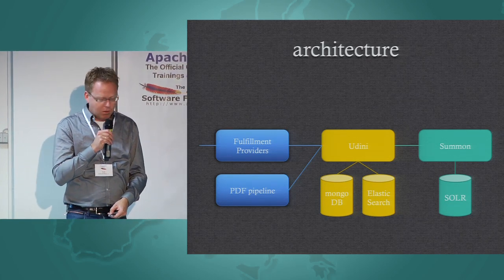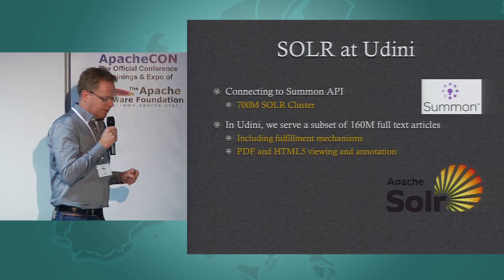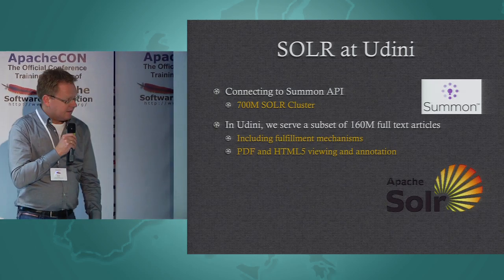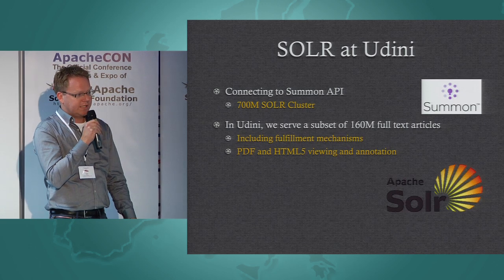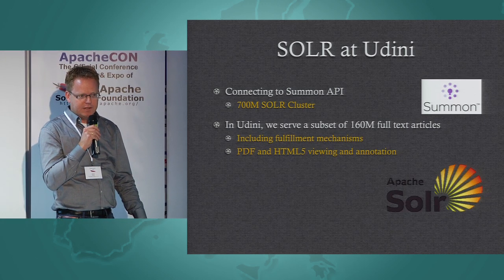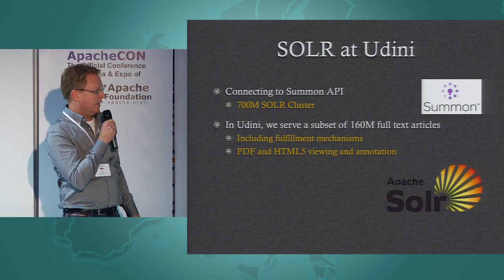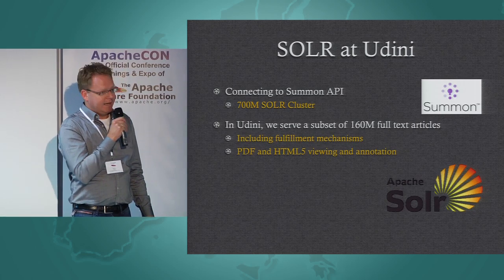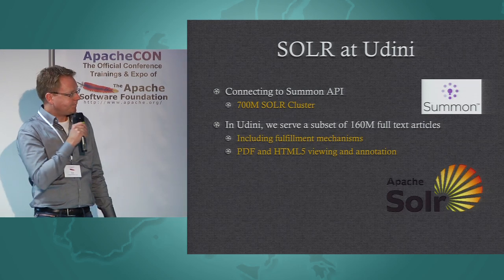So how are we using Solr at Udini? Again, this is connecting to the Summon API, another great tool used by libraries all over the world. That's a really big cluster, about 700 million full-text documents. Last time I checked, the Lucene index was about 3 terabytes on disk, just the index. So that's a really big, enormous Linux cluster. And it provides a really nice RESTful API that we can connect to.